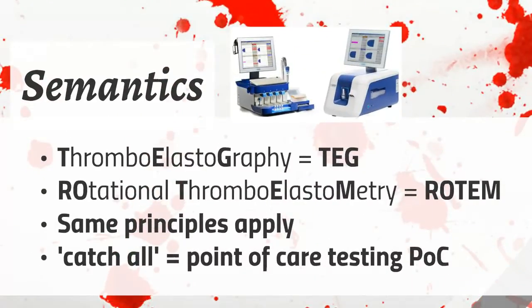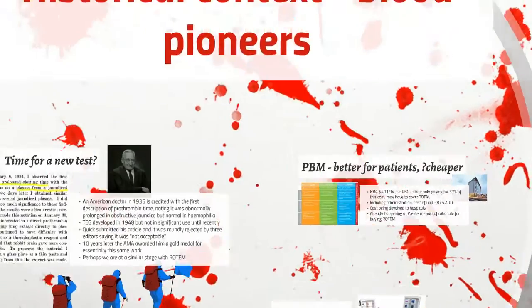So a few bits of semantics first. This is a ROTEM Delta, and this is a Sigma, the newer machine that just takes one blue tube. TEG is thromboelastography, and ROTEM is rotational thromboelastometry. Some people simply call it TEM, but the same principles apply. They're all whole blood tests, and a catch-all for everything is point of care testing.